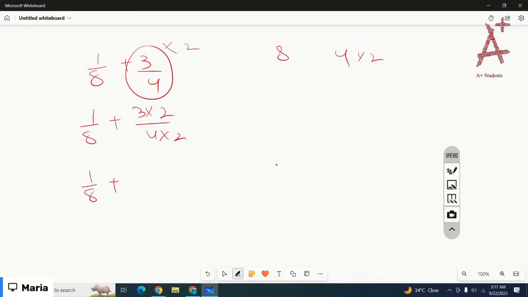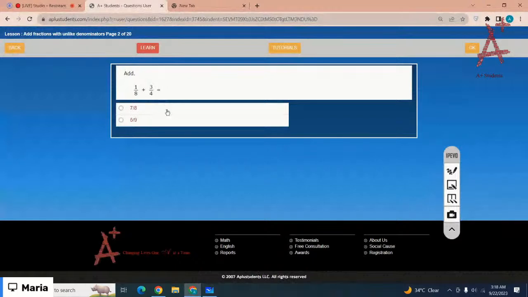It would be 1 over 8 plus 3 times 2, which is 6 over 8. Now they have like denominators. You simply have to add their numerators. 1 plus 6 makes 7 over 8. So the correct option is 7 over 8.